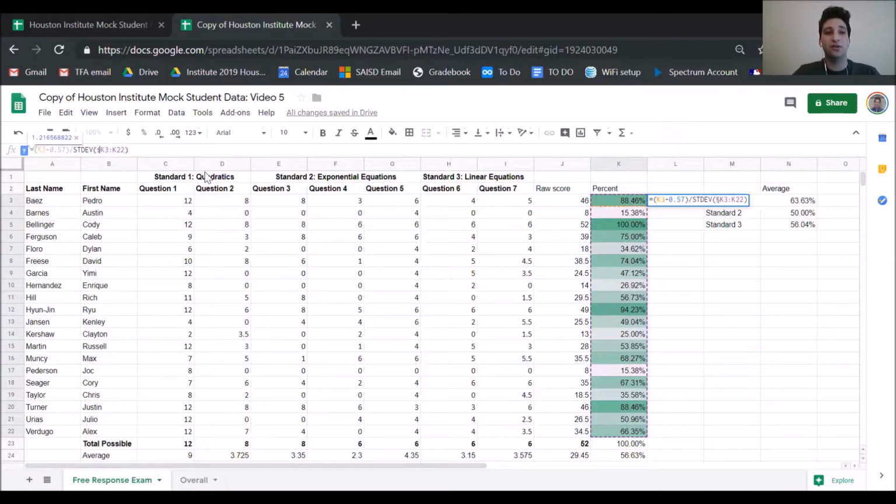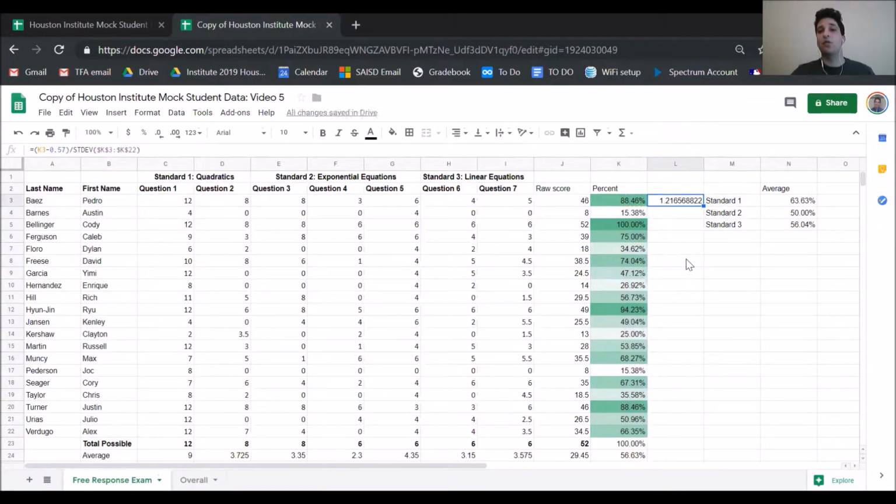What that's going to do is it's going to make it so that when we drag down this formula for all the students, the money signs hold in place that we're calculating the K column and we're calculating between 3 and 22. And that when we drag it down, the standard deviation is going to be constant. So as we go down, it won't move those cells down the page for standard deviation. It's going to say, all right, we're still getting a standard deviation of Pedro Baez to Alex Verdugo. So I'm going to click enter.